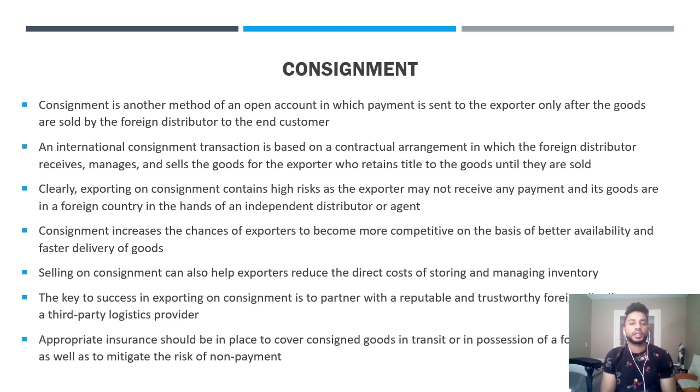So basically, like it said up here, consignment is just another method of open account in which payment is sent to the exporter only after the goods are sold. So consignment is, okay, we got the goods, now we're selling, and now we're going to pay you. Open account is we got the goods, we'll pay you in 30, 60, 90 days. Consignment is we got the goods, we're going to pay you ASAP. But it's very difficult because sometimes you don't get the payment and now your stuff is stuck abroad and you don't know what to do with it. You don't know how to get your money. So it's very difficult.